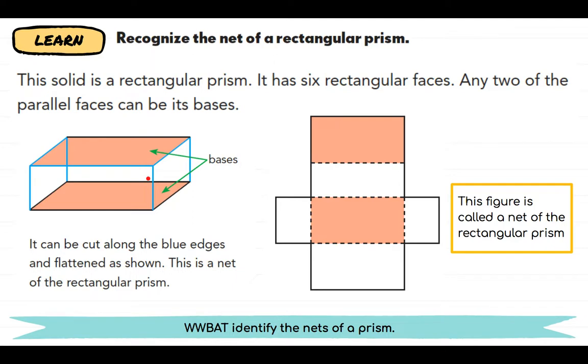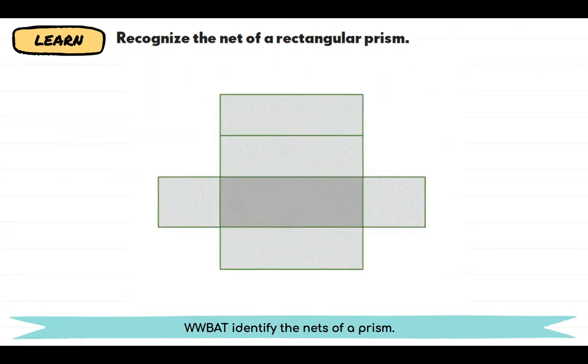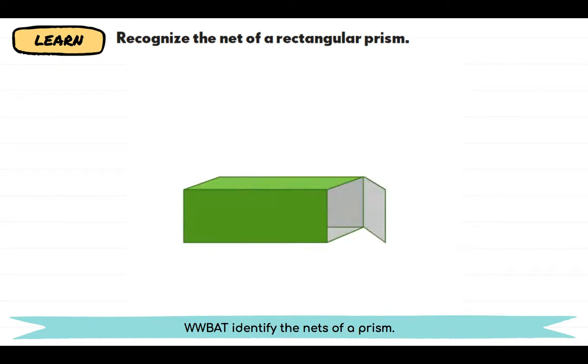Moving on, you can see from this picture as well how a rectangular prism can be unfolded into a net. And again, there are many different ways to make a net out of a solid. It depends on which edges are being cut.